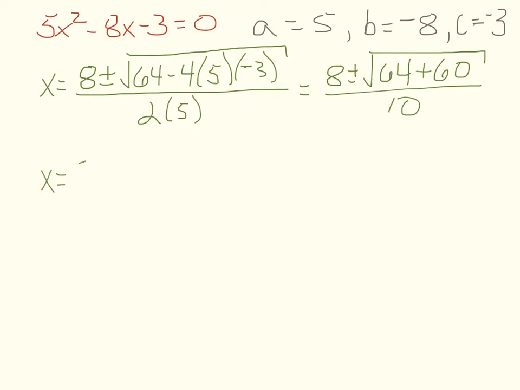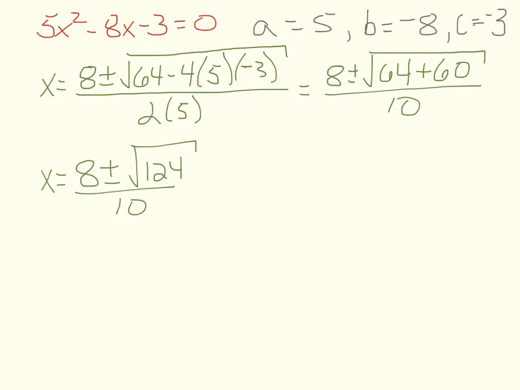So that gives us 8 plus or minus the square root of 124 over 10. And now if we can, we'd like to simplify this. If this is unsimplifiable, then this is actually your answer. There are still two answers here: 8 plus the square root of 124 divided by 10, and 8 minus the square root of 124 divided by 10. But if we can simplify it down a little bit, that's what you should try to do.